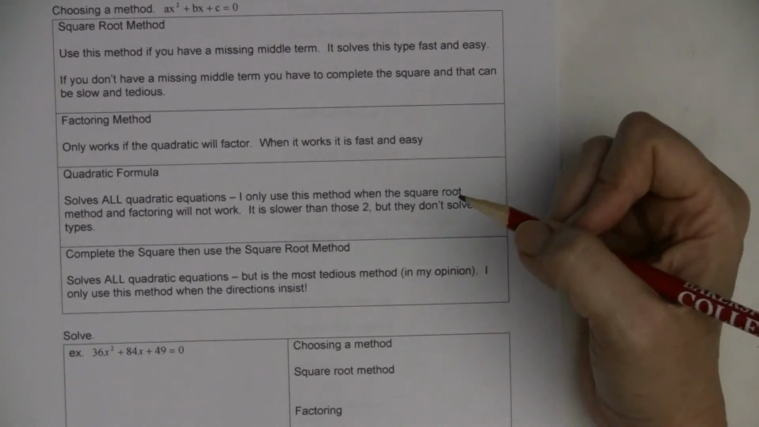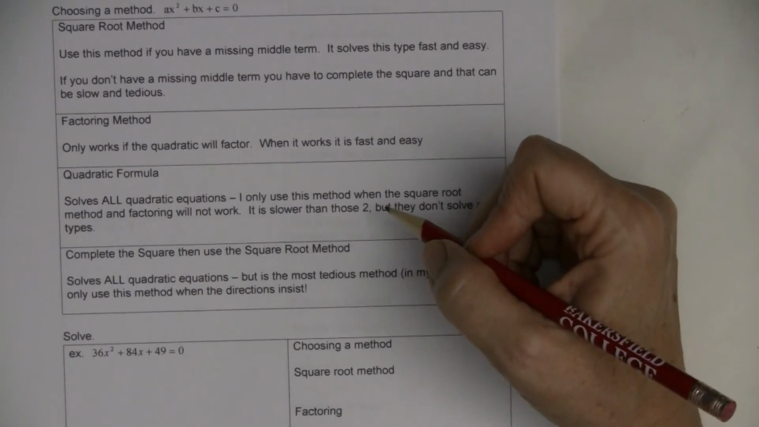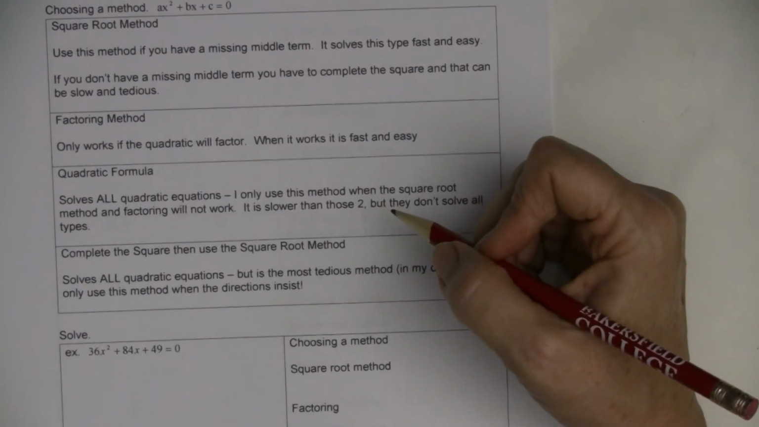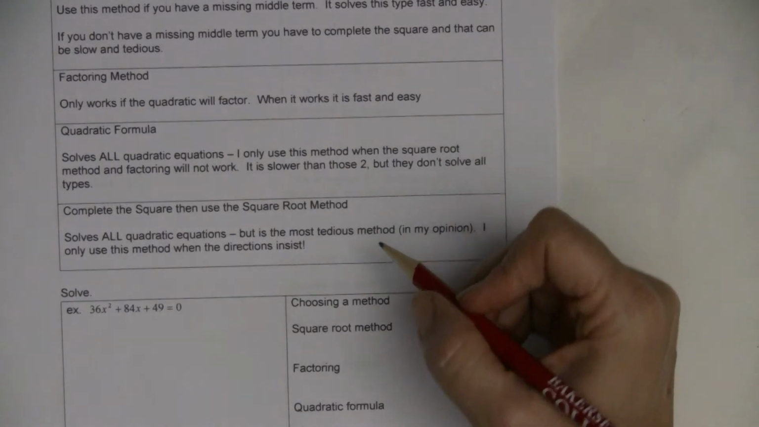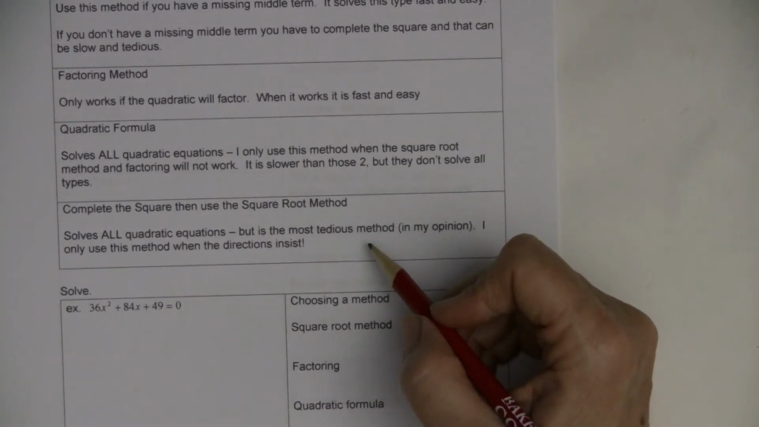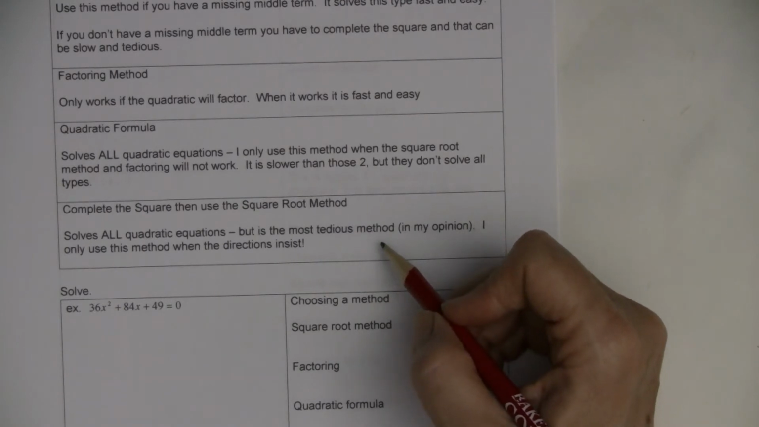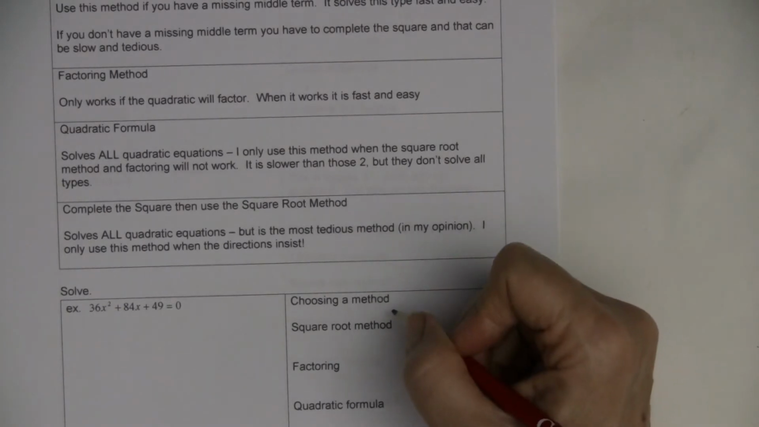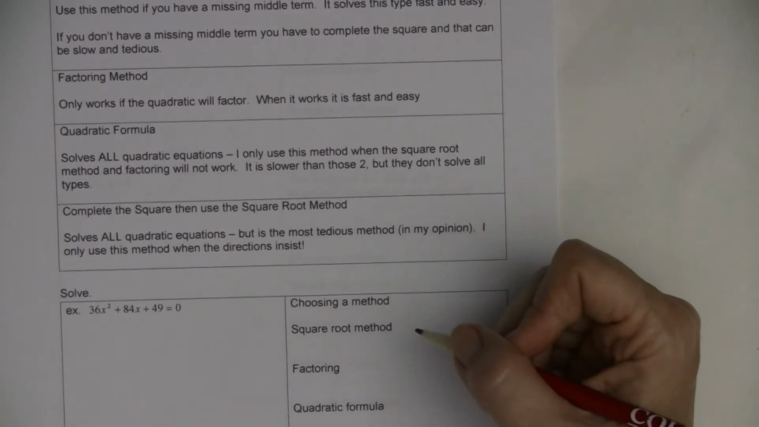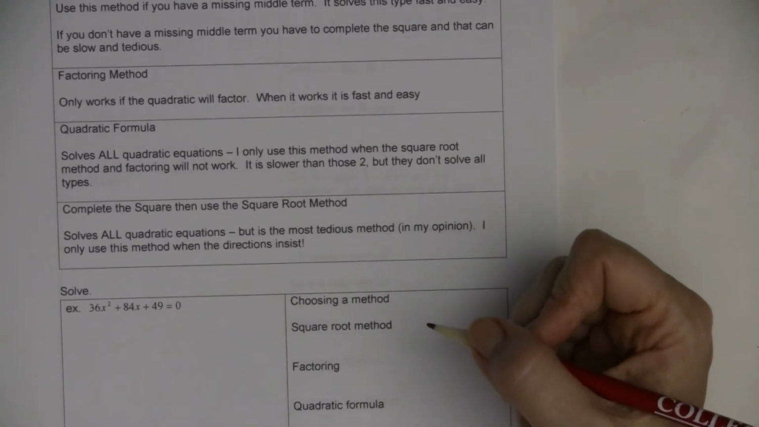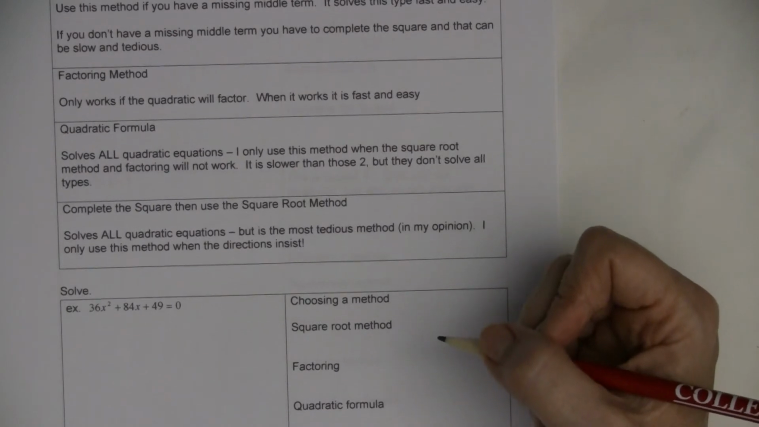answer. More people make little arithmetic mistakes on the quadratic formula than any of the other methods. And then completing the square, and I only do completing the square if the directions insist. So I think it's the most tedious method. Some people love it, and you're free to love it. I don't require that people don't love a method.